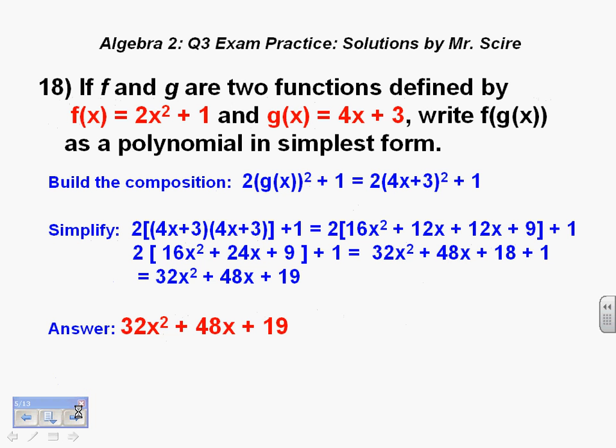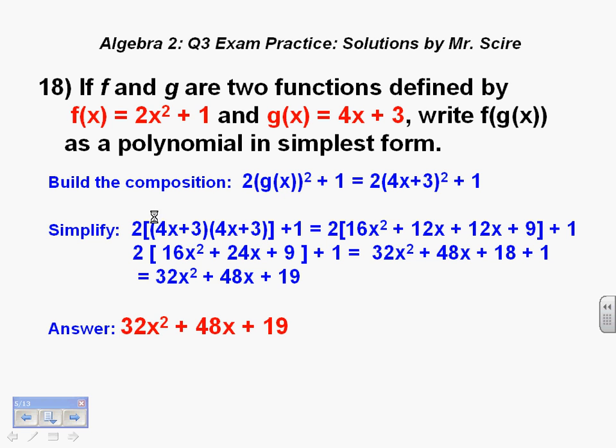Moving on to 18. Here we're given two functions, an f of x and a g of x. And we're asked to write the composition of f and g as a polynomial in simplest form. So what we're going to do is take the g of x and substitute it in for the x in f of x. So instead of x in f of x, we're going to have g of x. So it's 2 times g of x squared plus 1. Since we know that g of x is 4x plus 3, we're going to square that.